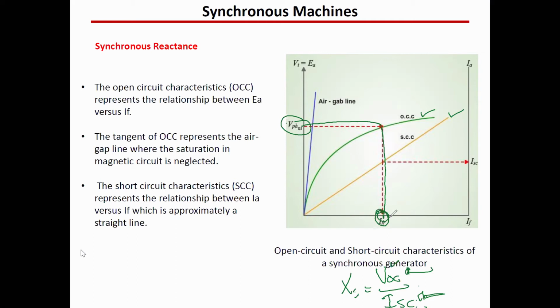Once we know what is the field current, we go to the short circuit test and we know from the other curve what's the corresponding value of the short circuit current. Then what? XS now will be this value divided by this value. And that's it.